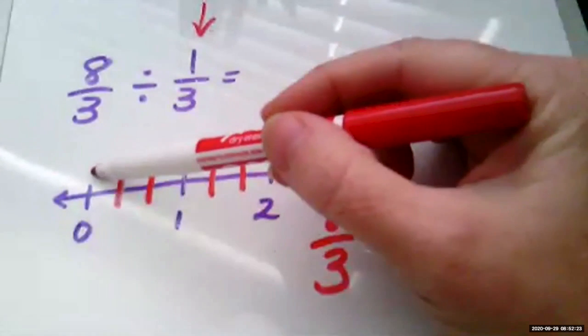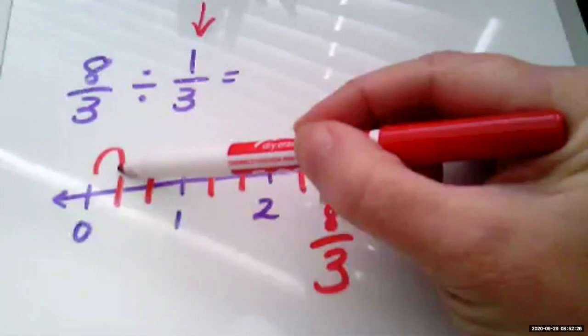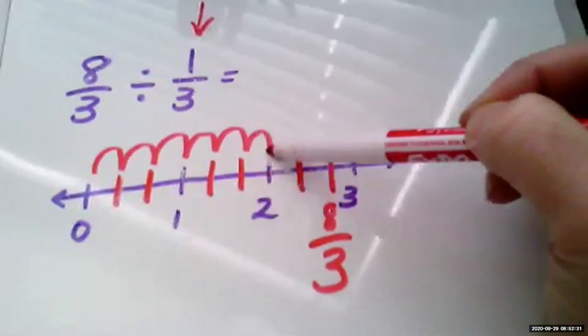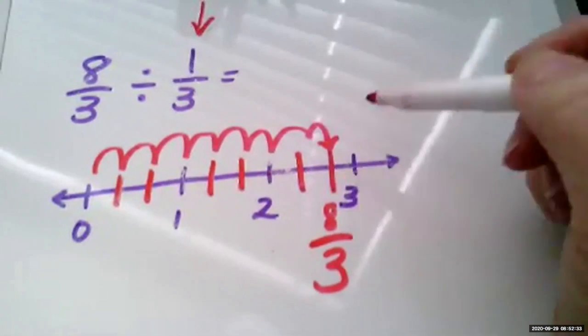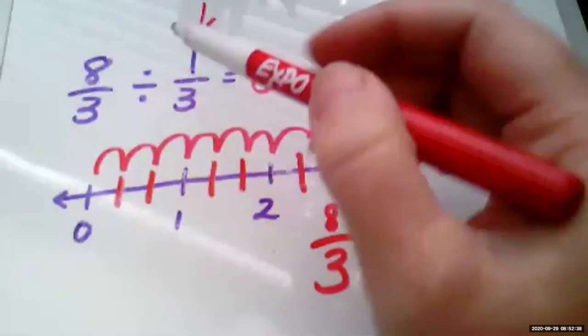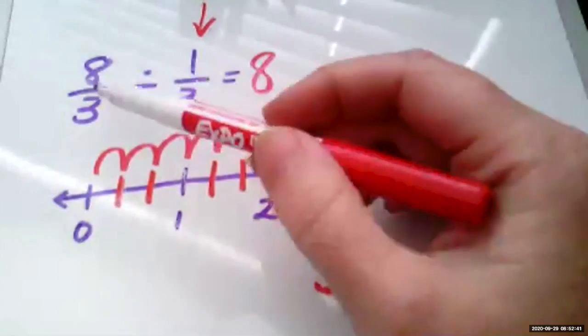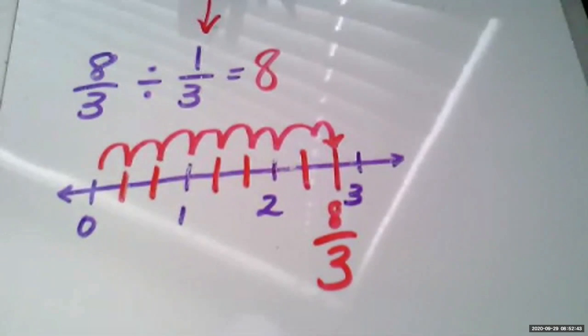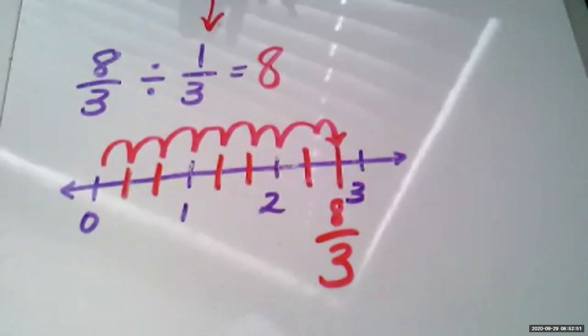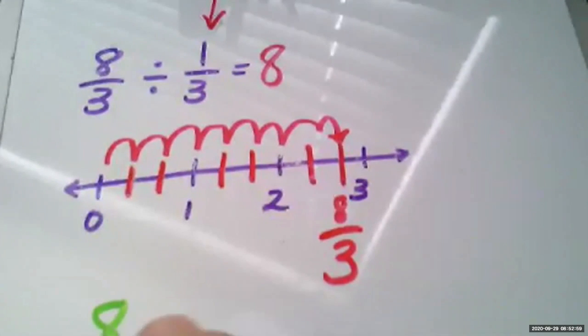So I'm going to jump and say, okay, there's 1/3 and see how many jumps I get to 8/3. There's 2/3, 3/3, 4, 5, 6, 7, 8. How many jumps did I make total? I made 8 jumps total. So I know that there are 8 1/3s in 8/3. All right. Now you may think, well, that was easy because you're dividing by 1/3. But if I were to show you another one, like I'm going to rewrite another problem here. How about 8/3?